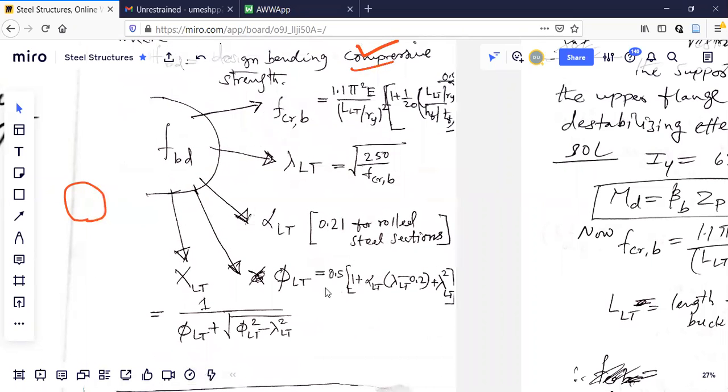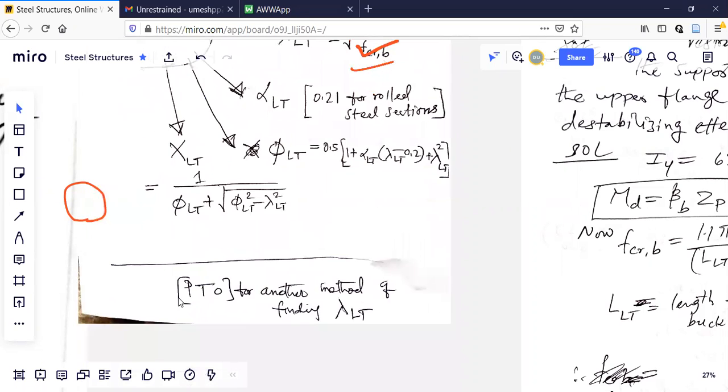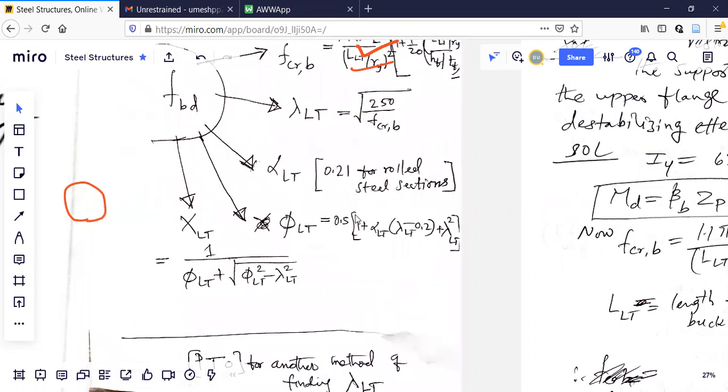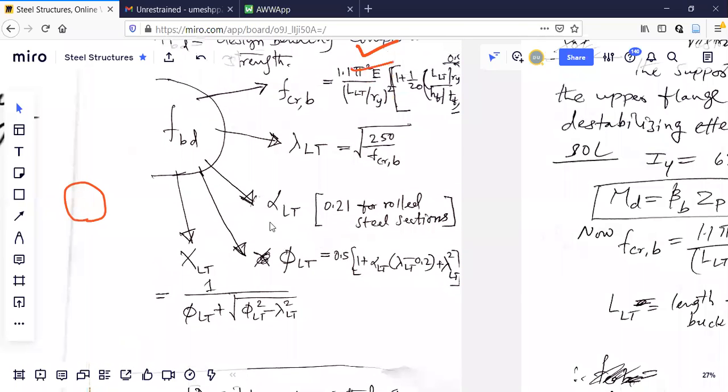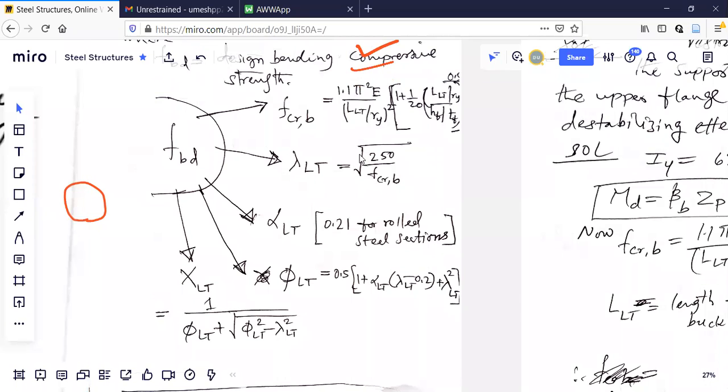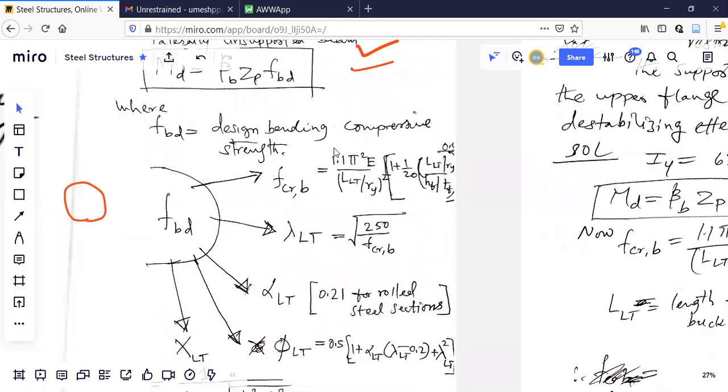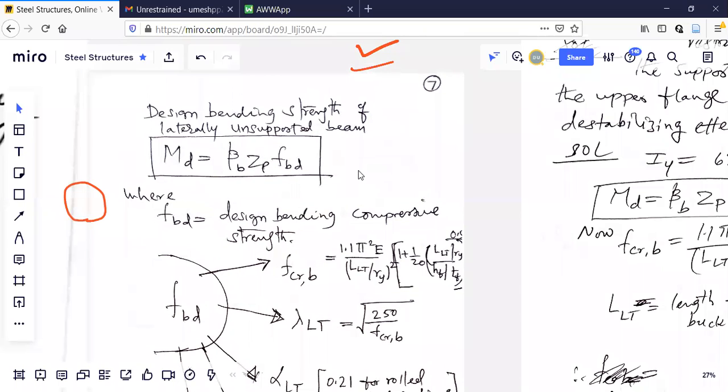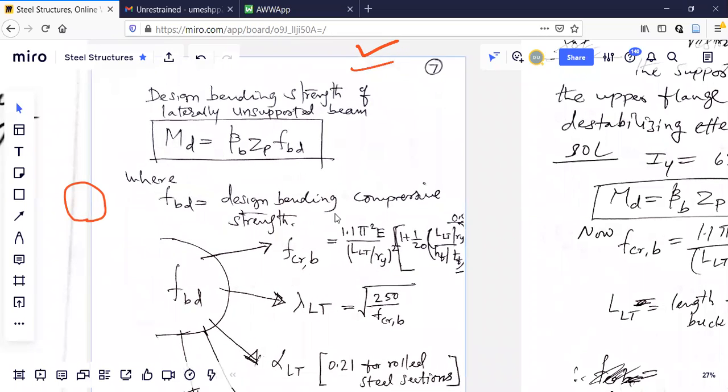It means what I'm trying to say here is, PTO for another method of finding gamma LT. Alpha LT is already 0.21. Only the gamma LT calculation is a little bit lengthy. It is not as simple as square root of 250 by FCRB. Once you master this particular method, you can try that also.